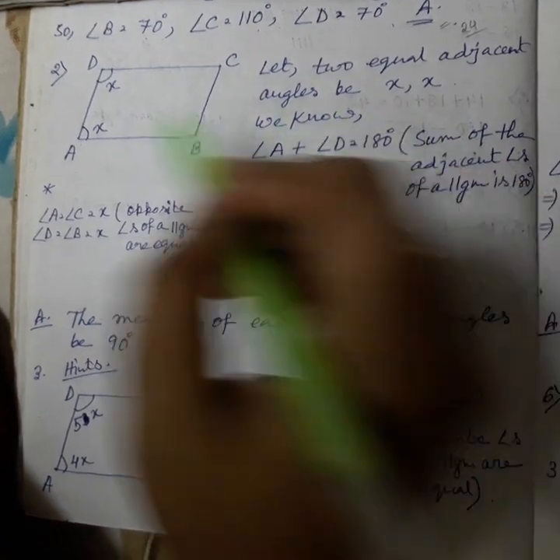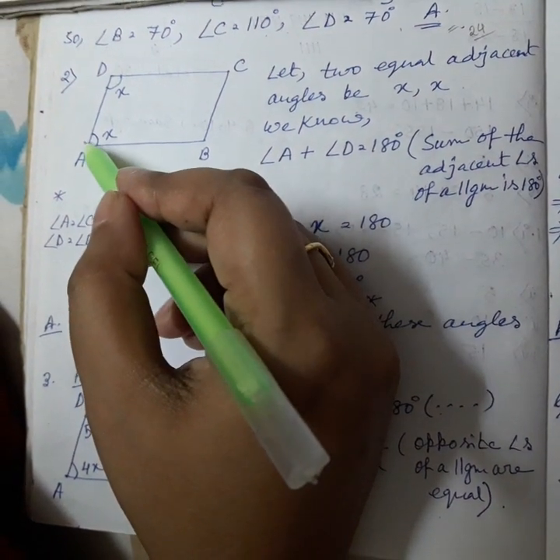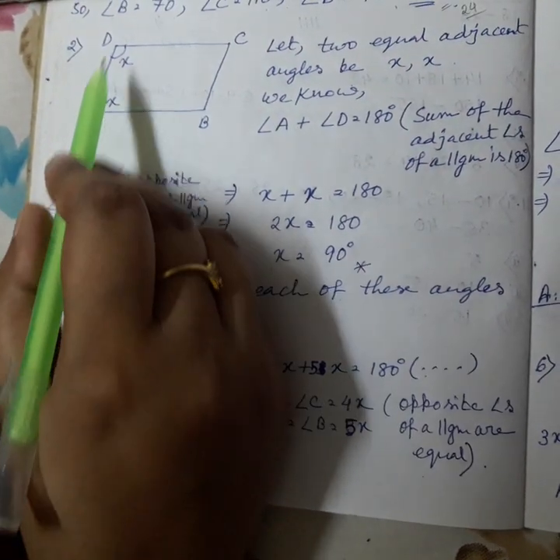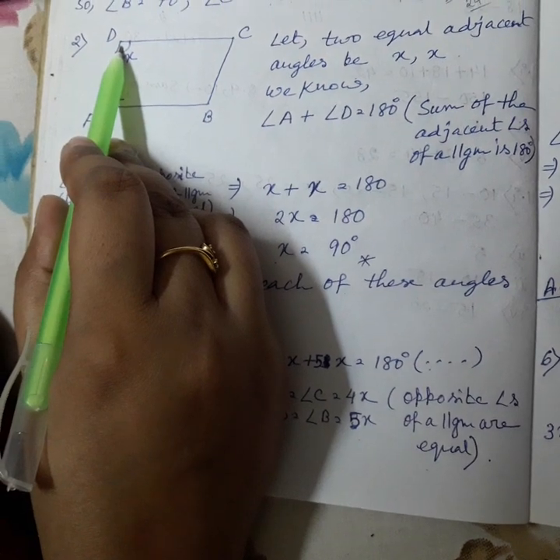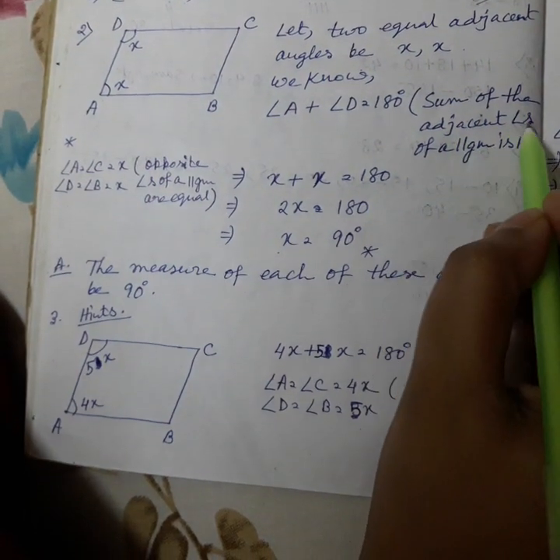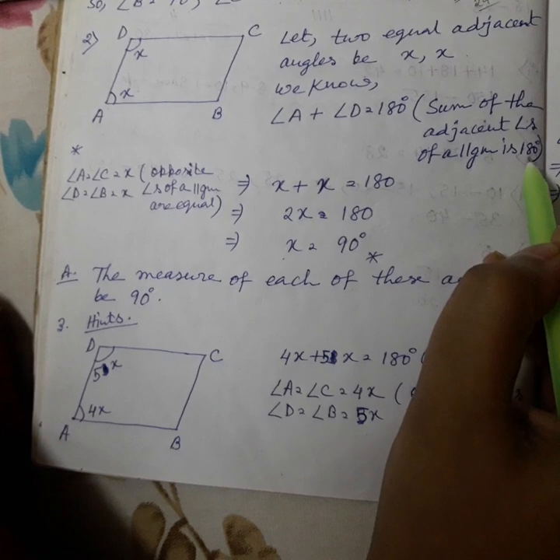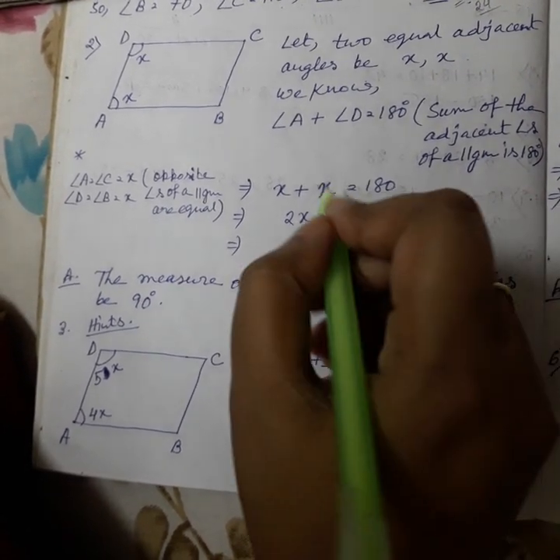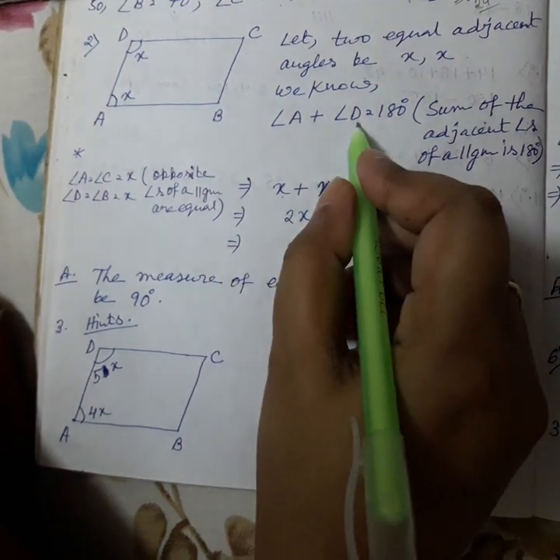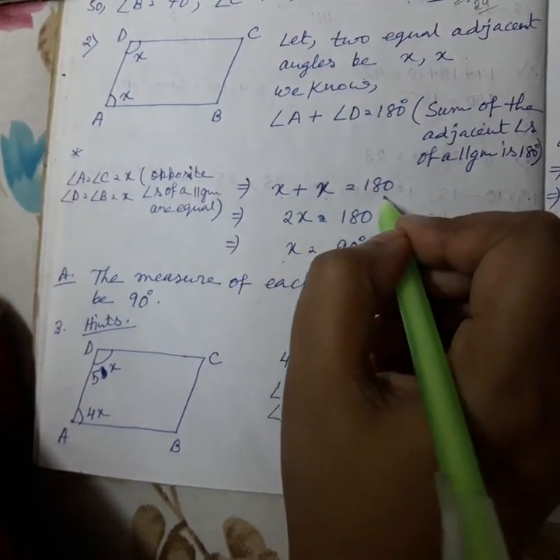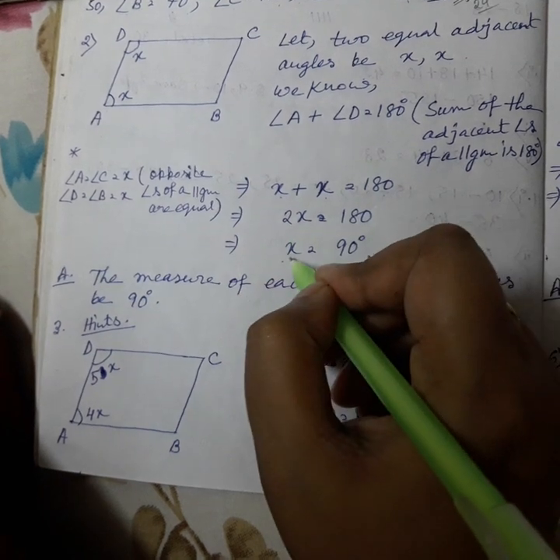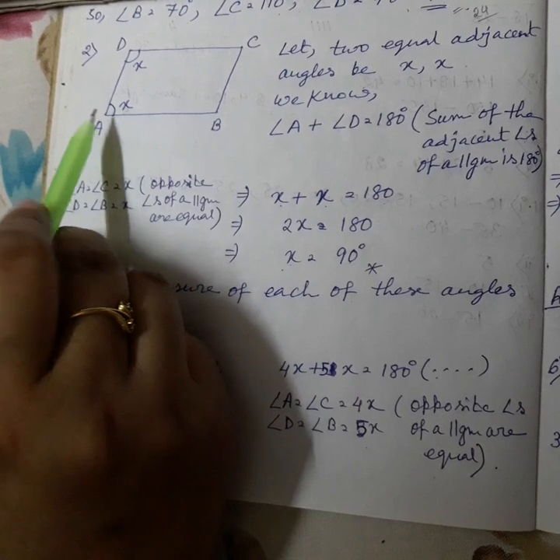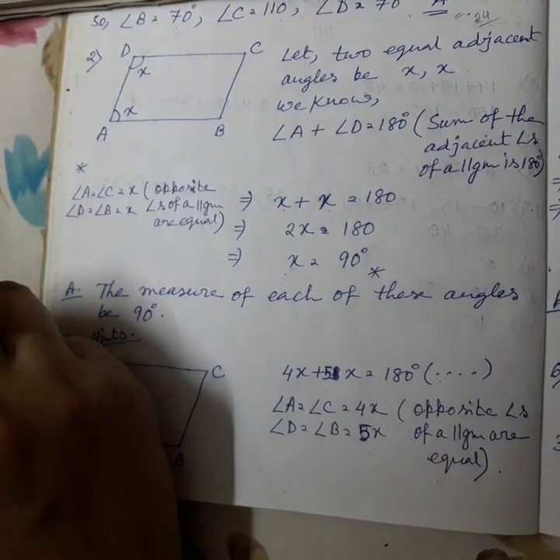Now we have to find the value of x, then we will get the value of angle A and angle D. So the equation I have written is angle A plus angle D equal to 180 degrees, because we know that the sum of the adjacent angles of a parallelogram is 180 degrees. Angles I have written in short form. So angle A is x, angle D is x, so x plus x equal to 180 degrees. After solving it, x equals 90 degrees. That means angle A and angle D both are 90 degrees.